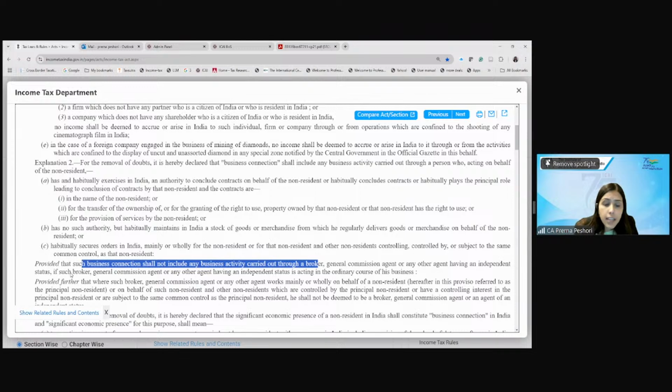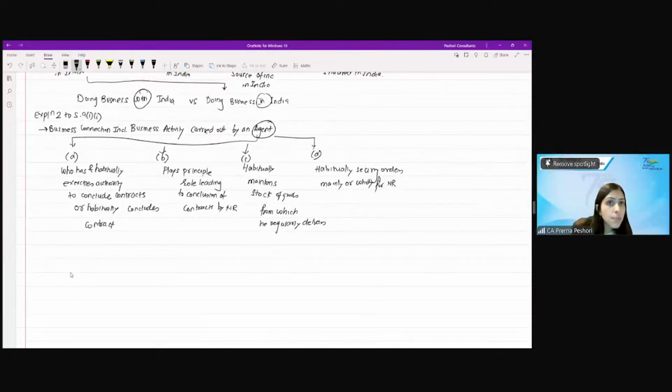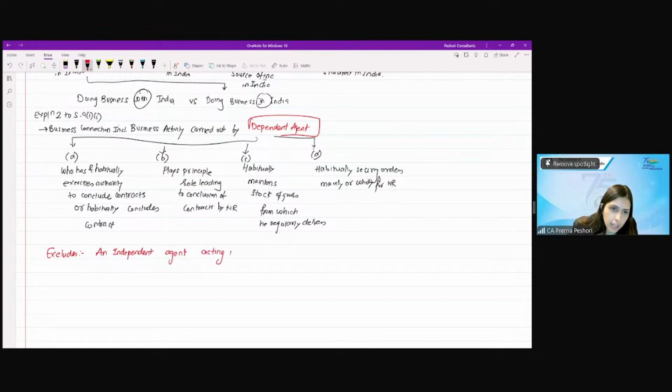So therefore, business connection includes the business activity carried out by a dependent agent. Are you getting this point? So therefore, it excludes an independent agent acting in the ordinary course of business.